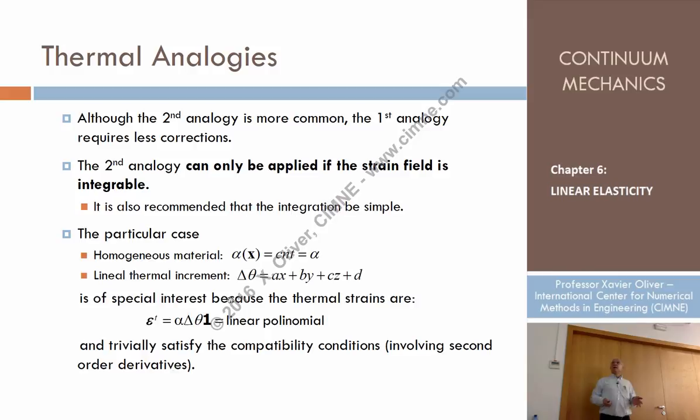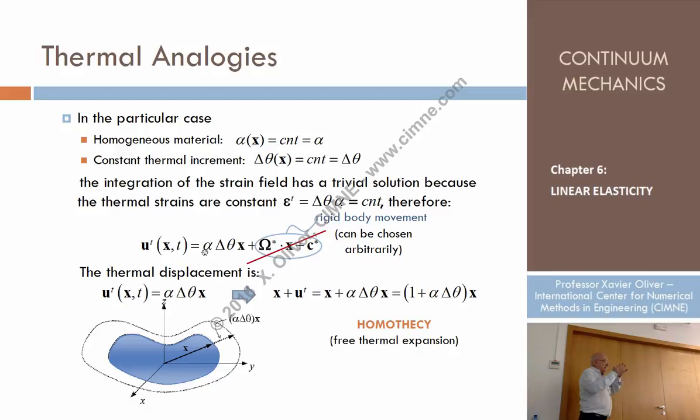So these are the disadvantages of the second analogy. And also on top of that, even if this is integrable, you have to do the integration. The only advantage, which is a big advantage, the only cases in which the easiness and the physical engineering understanding of the second analogy make it suitable, is the cases in which this is integrable, and even more, the case in which the temperature is constant everywhere, and the material is homogeneous, so alpha is constant everywhere.